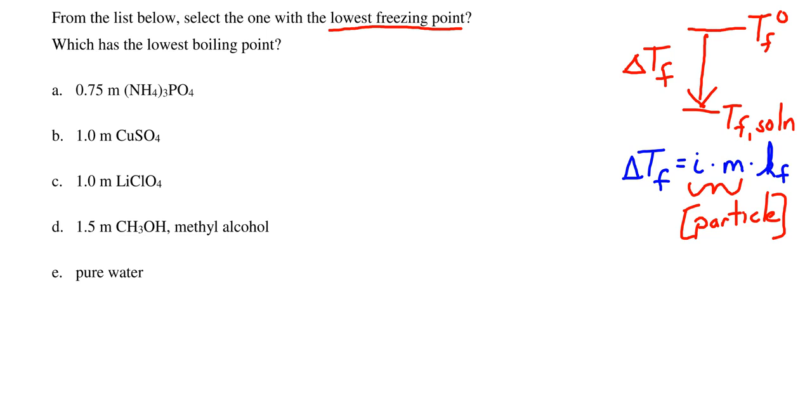Quantitatively, delta TF is equal to i times the molality of the solution times KF. KF is a constant value for water. All of these are either water or solutions that are dissolved in water. So the greatest value of delta TF, and therefore the lowest freezing point of the solution, will be when the particle concentration is maximized. We have determined we're going to look for the largest particle concentration.